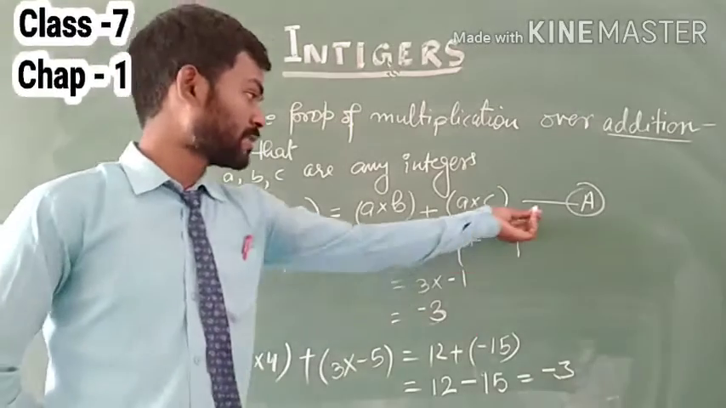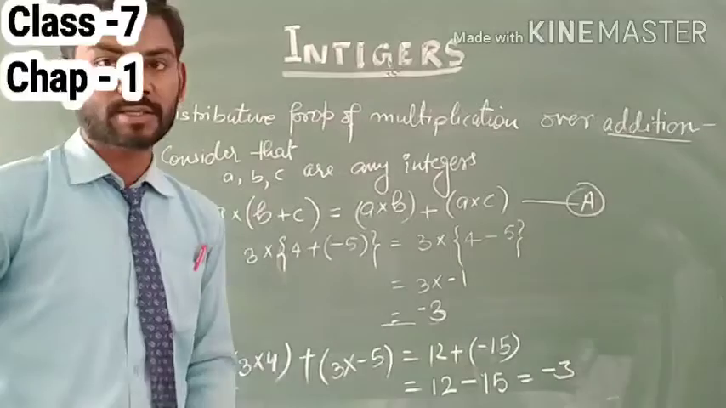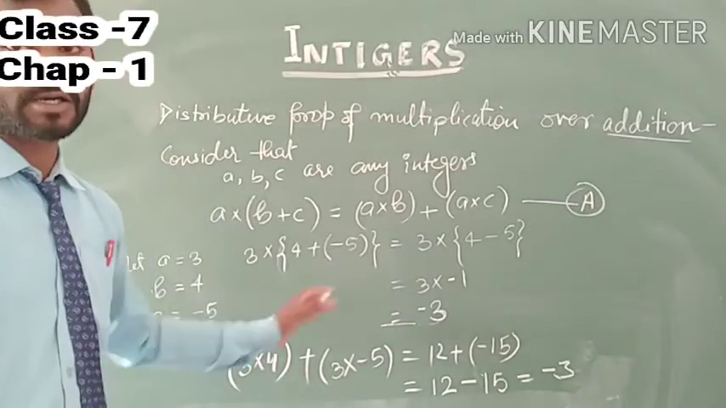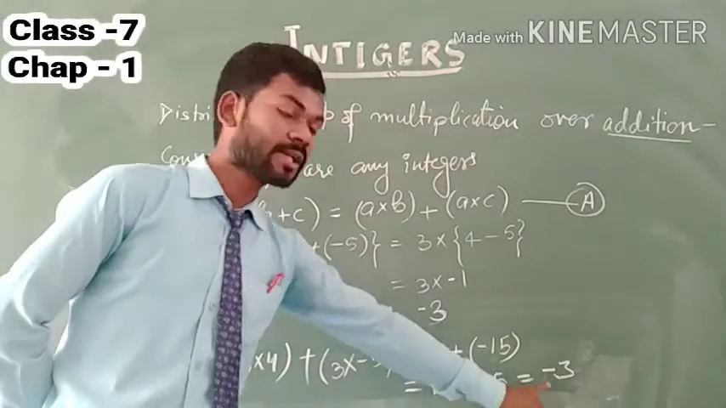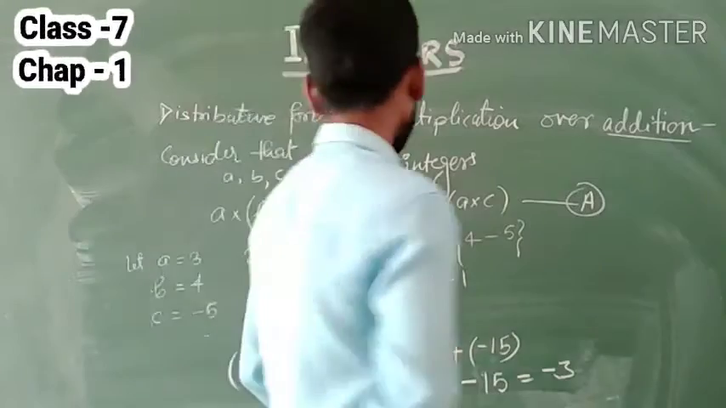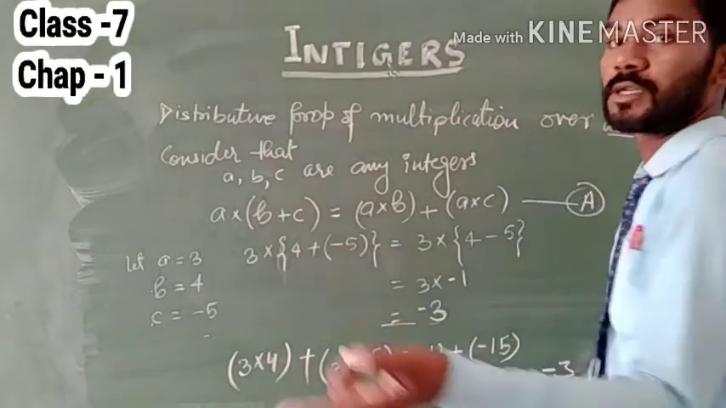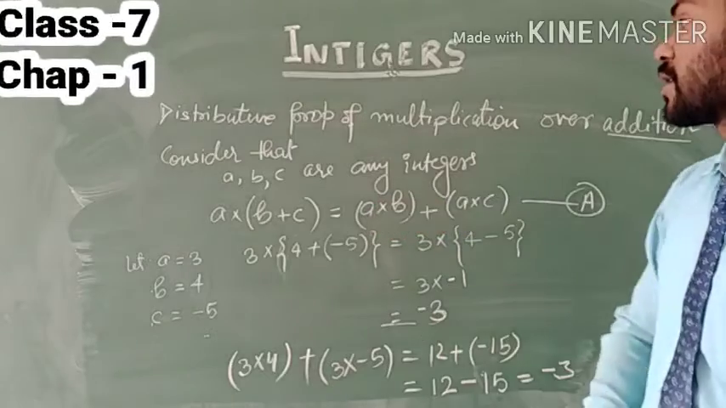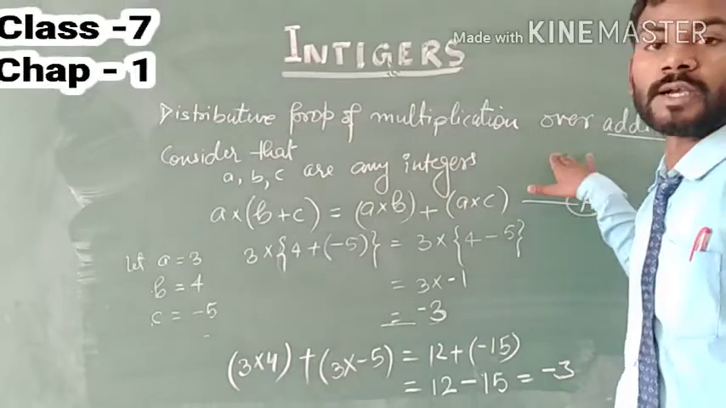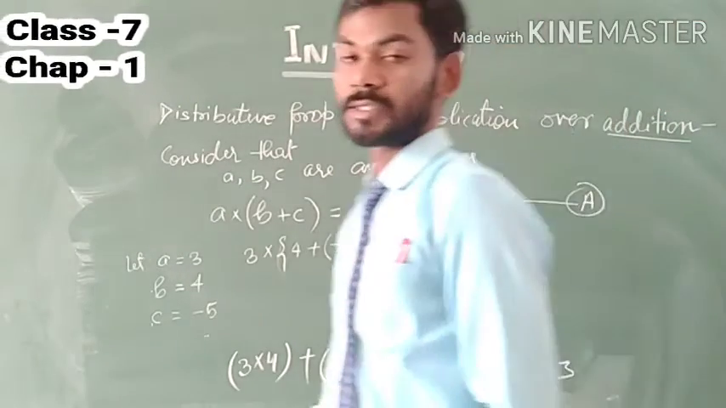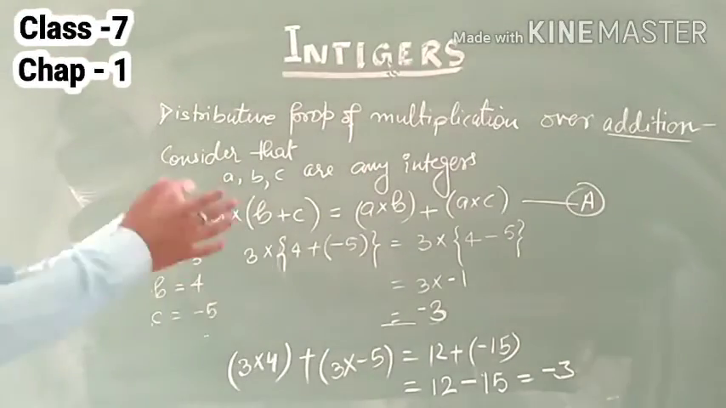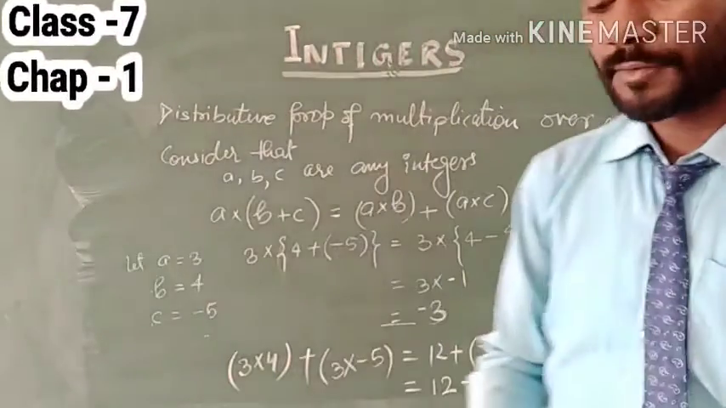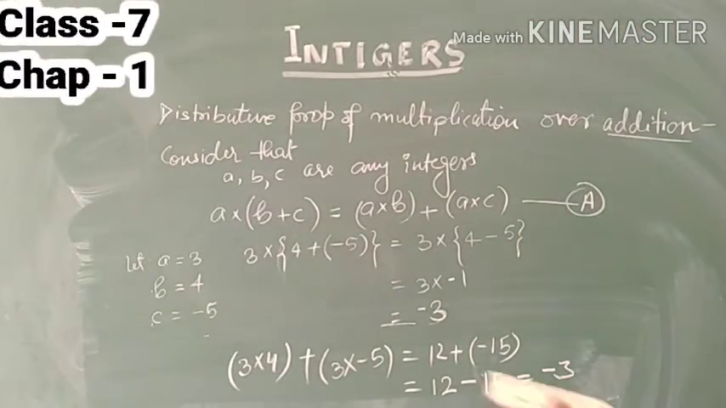So here we can see that when we substitute the values of A, B, C as 3, 4 and minus 5 in the left side of statement A, we get minus 3 as the result, and we get the same result when we substitute the values in the right side of statement A. So the left hand side of this statement is equal to the right hand side. Therefore we can say that the distributive property of multiplication over addition is satisfied by the integers. Okay students, I hope that this concept is clear to everyone. Now let us see the next, that will be the inverse property or multiplicative inverse of integers.